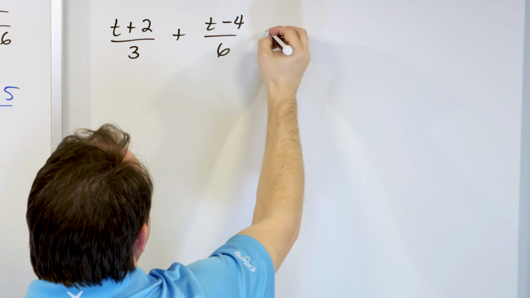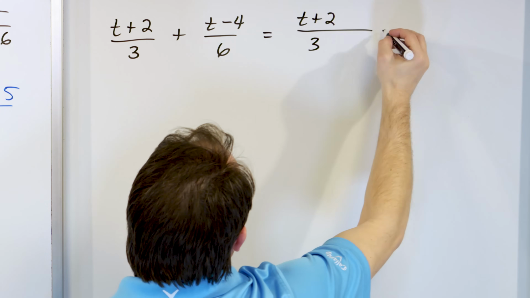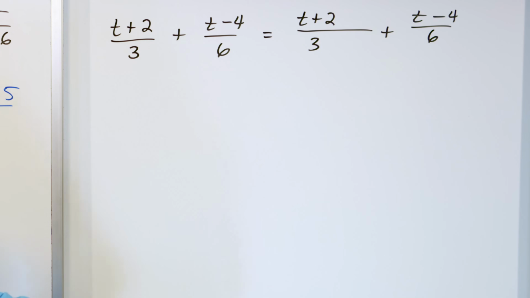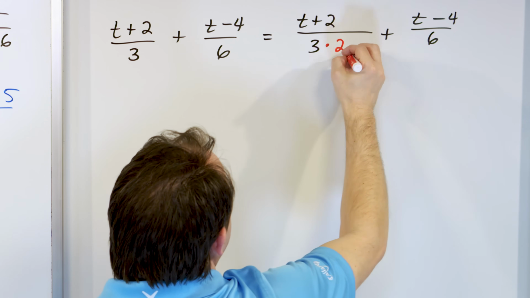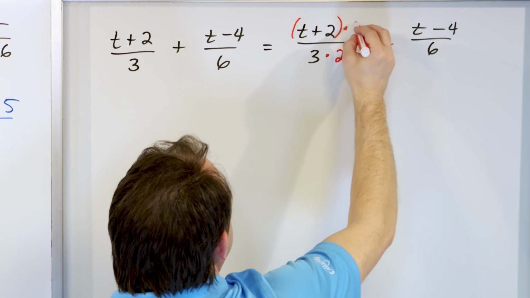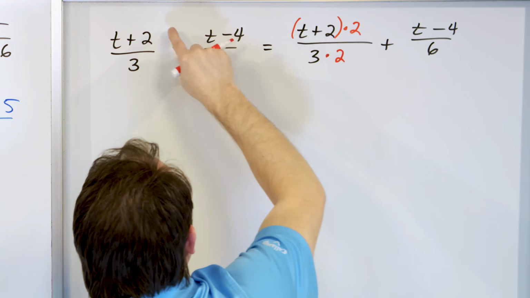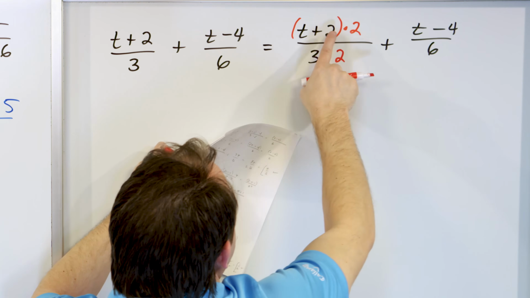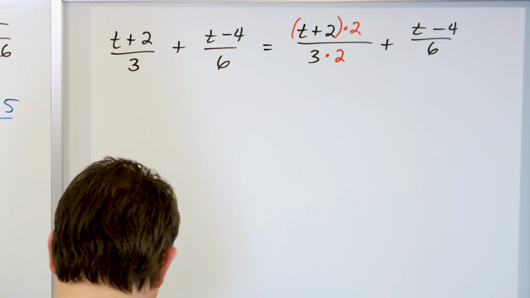We know that 3 times 2 is 6, so the way we're going to do it is we'll say t plus 2 over 3 plus t minus 4 over 6. How are we going to get that common denominator? Well, we know that 3 times 2 is 6, so I'm going to multiply this times 2. Now, when I multiply the top by 2, I have to be careful. I have to wrap the whole thing in parentheses, times 2, because when I multiply the top by 2, I'm multiplying the whole thing times 2. If I don't put parentheses, it'll look like 2 times 2 is 4. I won't be multiplying by everything. I need to multiply by the entire thing, so wrap it in parentheses here.